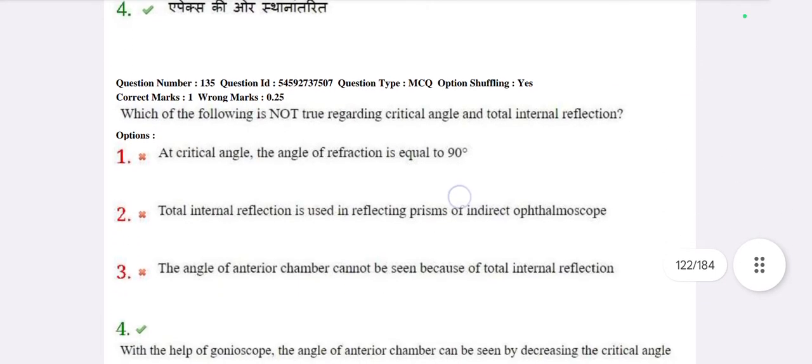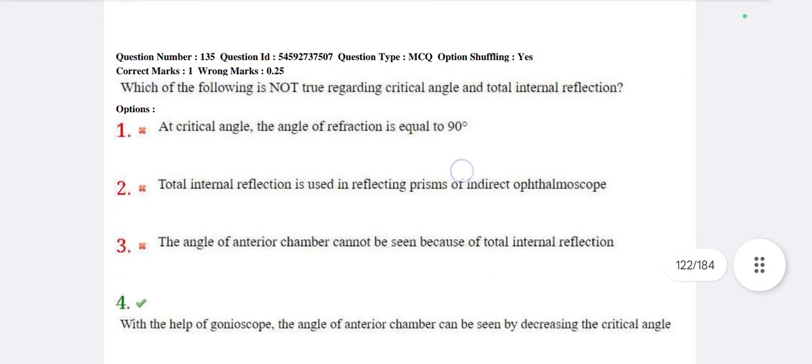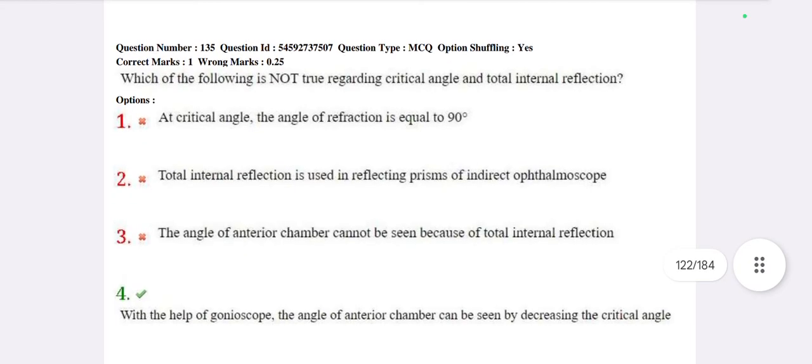Next question is, which of the following is not true regarding critical angle and total internal reflection?